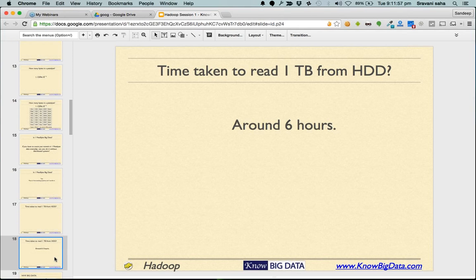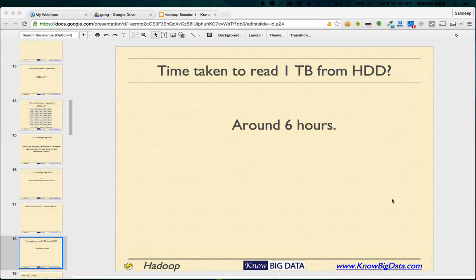All right, here is the answer. It will take around 6 hours. So who was most close? Sridhar was the closest to the answer. Raj says depending on fetching speed of computer. So you can assume that the disk is 5400 RPMs, rotation per minute.